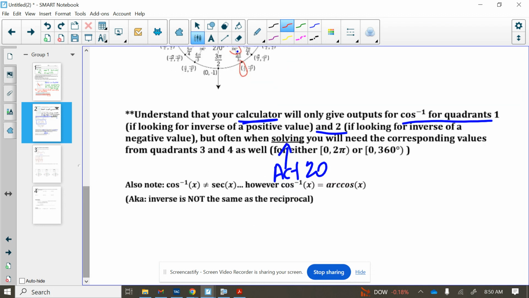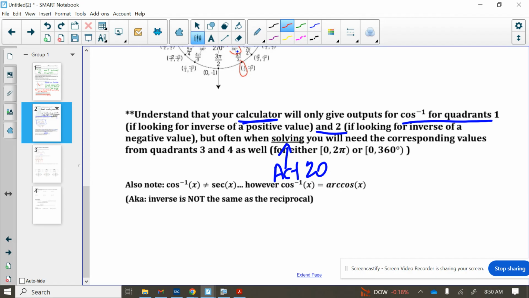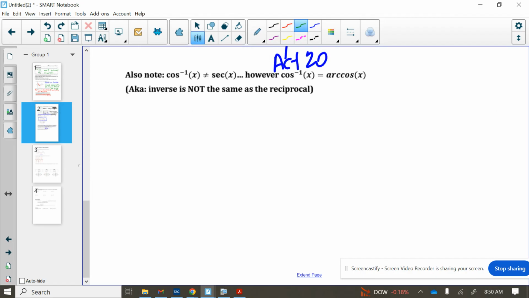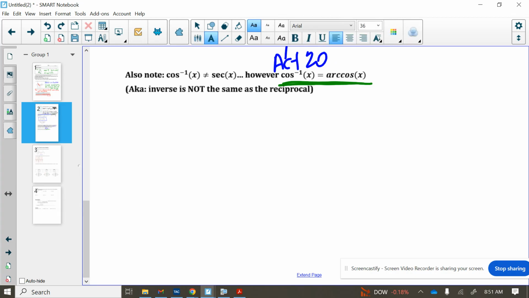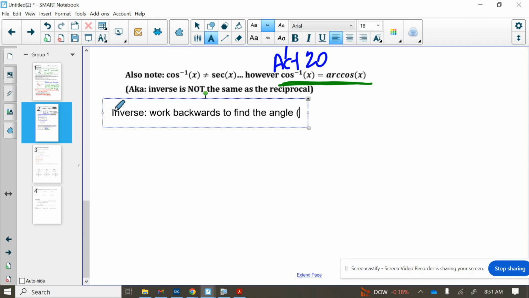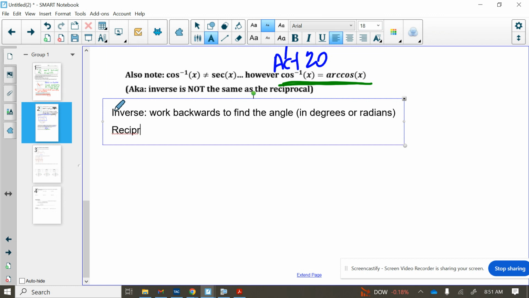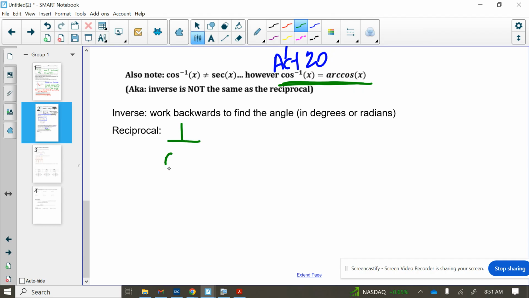Now, this is a good time to note that cosine inverse is not the same thing as the secant, aka the reciprocal. Another name for cosine inverse is the arc cosine. So remember, each time the inverse is when we're trying to work backwards to find the angle, either in degrees or radians a lot of the time. The reciprocal is when we have, for instance, 1 over the cosine value. That's then going to equal the secant, but they otherwise aren't doing the same thing. The inverse is finding that angle, that output.